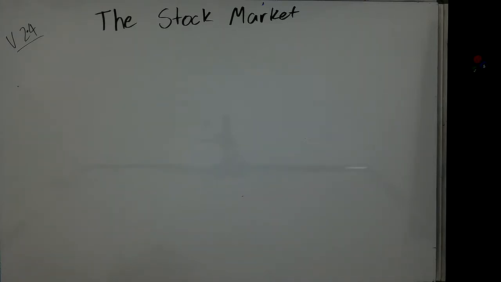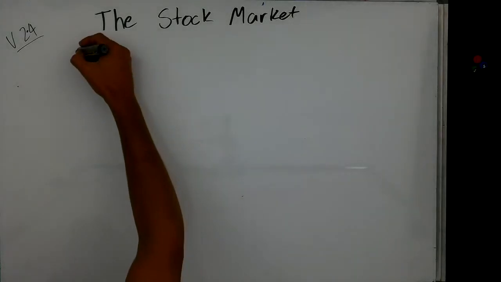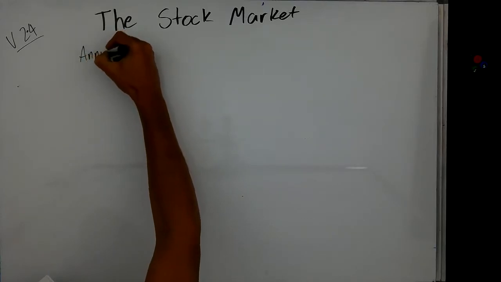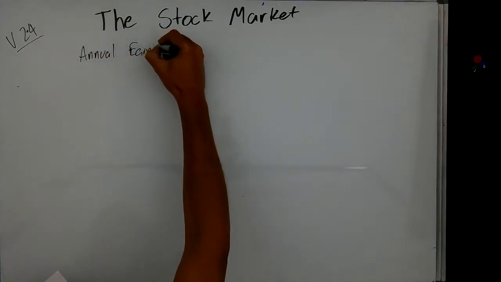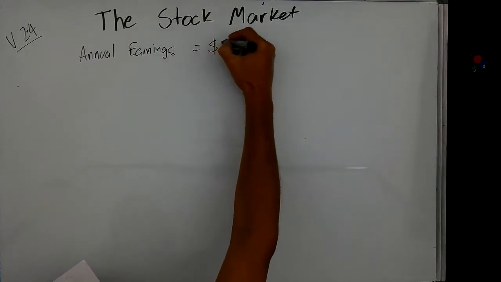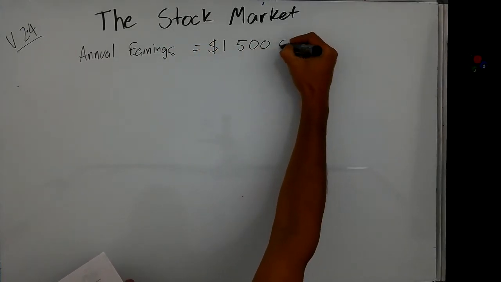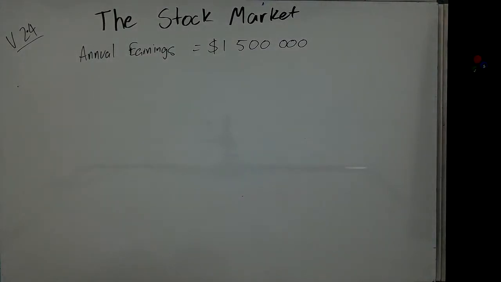Okay, so we'll jump into the next example in the stock market. I'll read through the question, I'll write down the relevant information, and then we'll work out the various things. So, Maxiford Industrials posted an annual earnings of $1,500,000. Let's write that down. Annual earnings of 1.5 million.